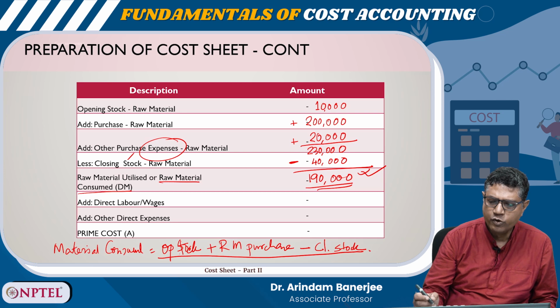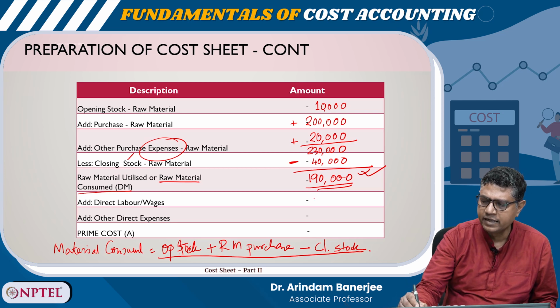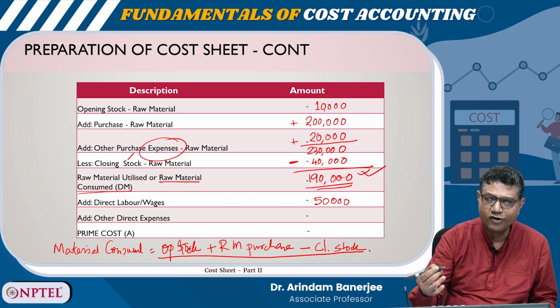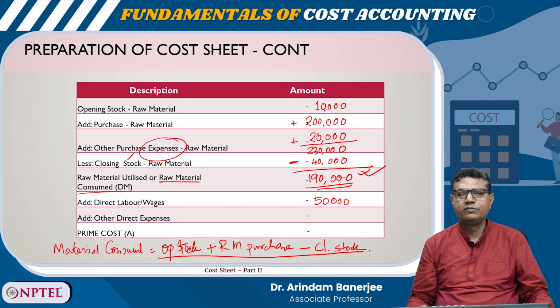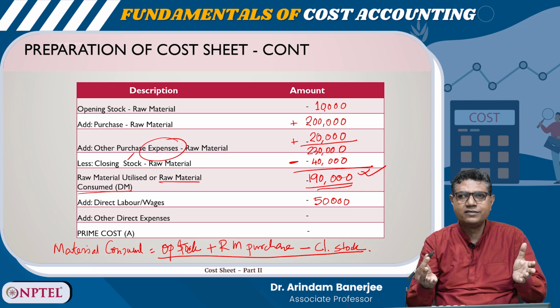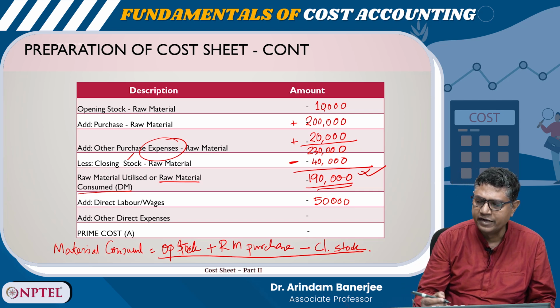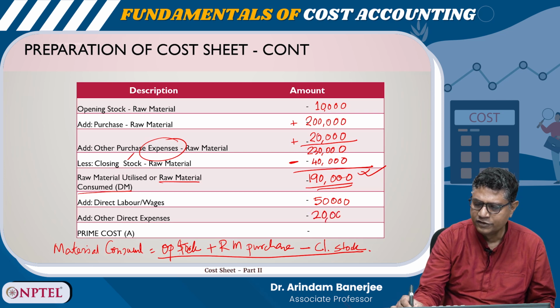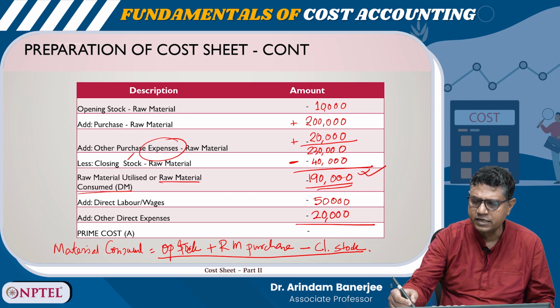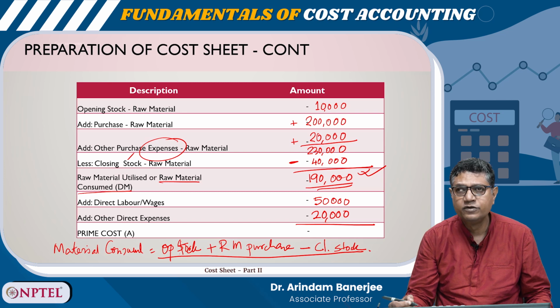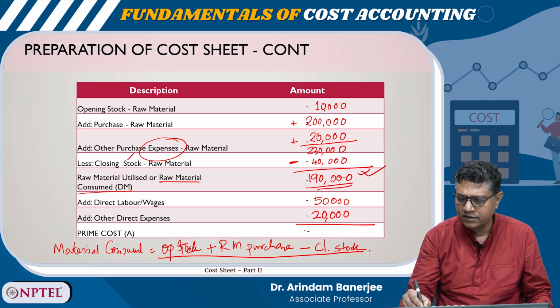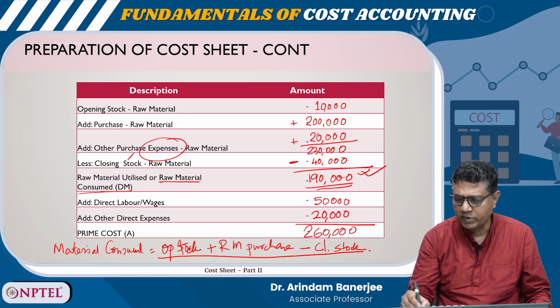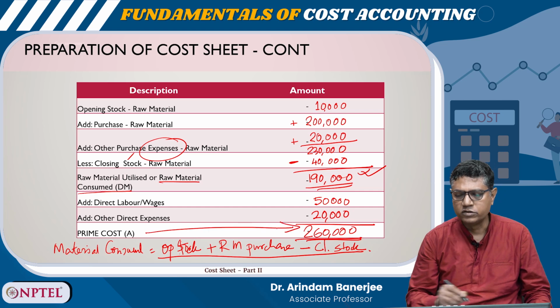Fine. With that, you add the direct labor or wages. Say the direct labor is 50,000, right? And there are other direct expenses involved in this. Suppose, what can be the example of other direct expenses? So electricity used for running the machine, for example. If the machine produces only one product, right? In such a case, the electricity used is an example of direct expense. So direct expense is say 20,000. So what is my prime cost? My prime cost is 1,90,000 plus 50,000, that is 2,40,000, 2,40,000 plus 20,000, so it is 2,60,000. So this is my prime cost.